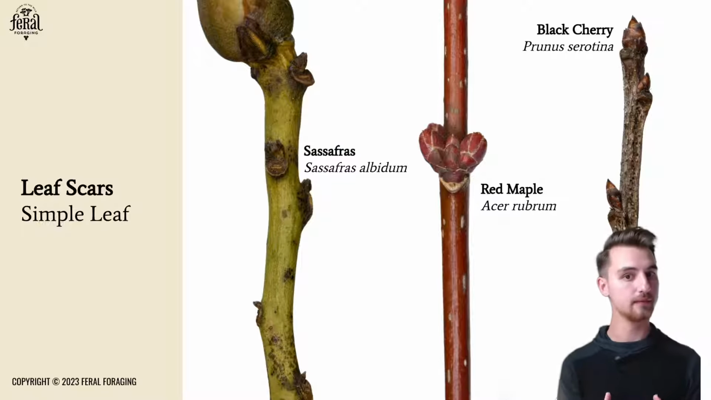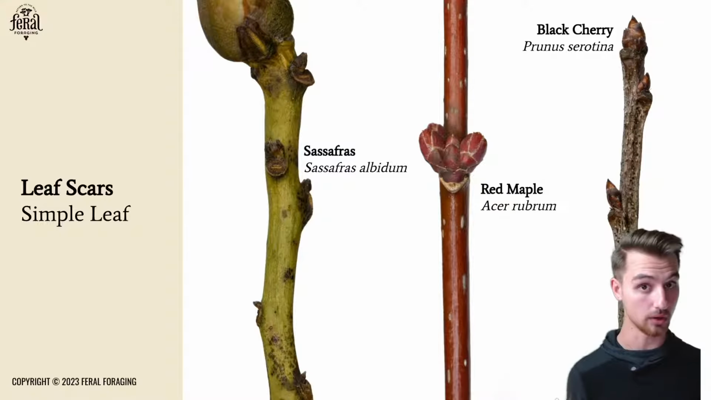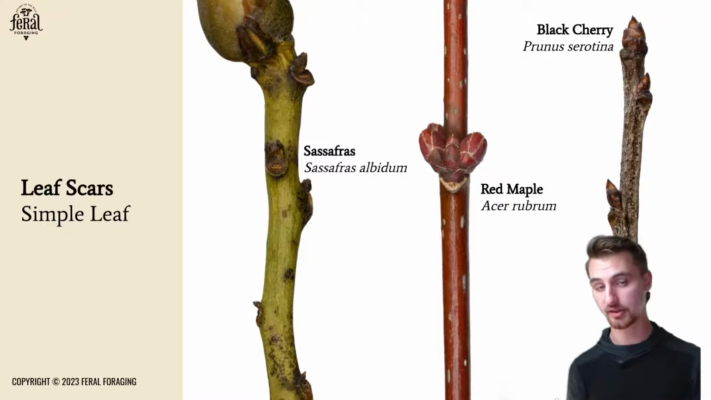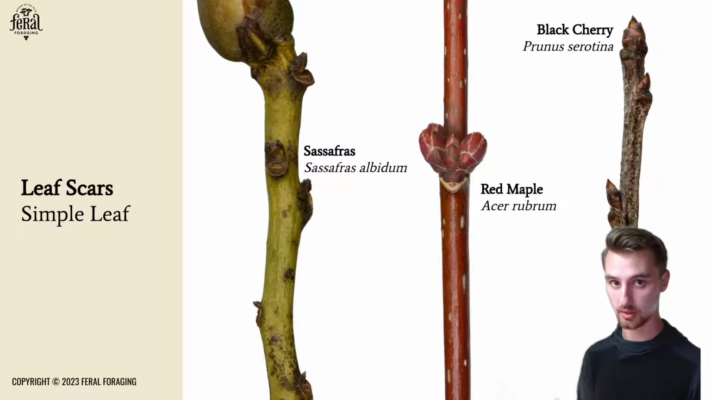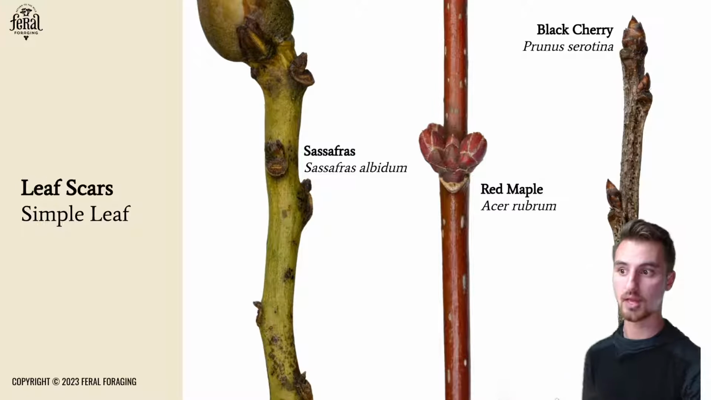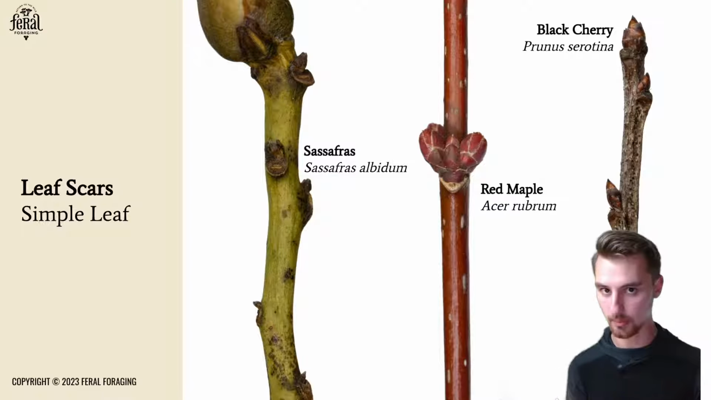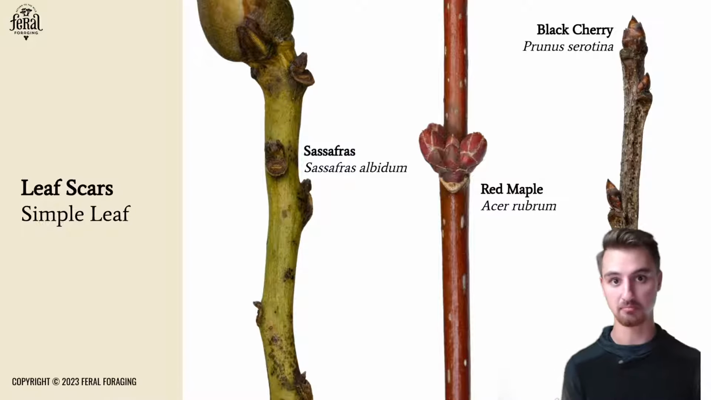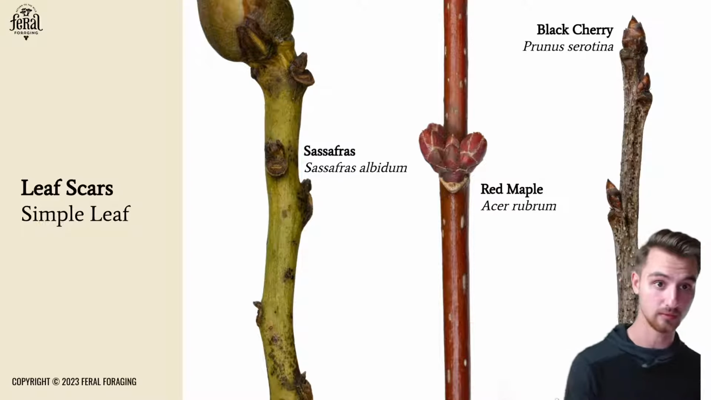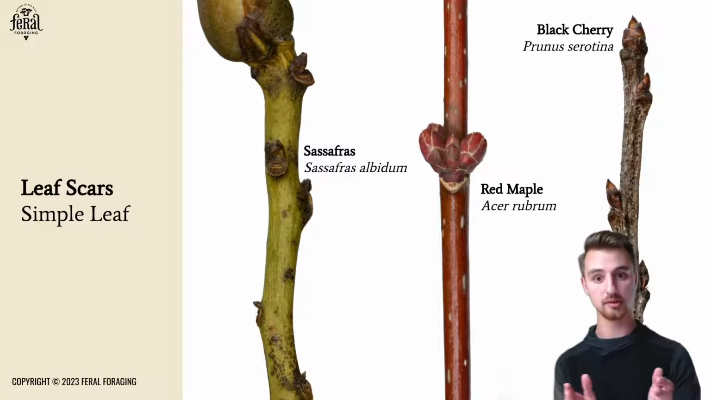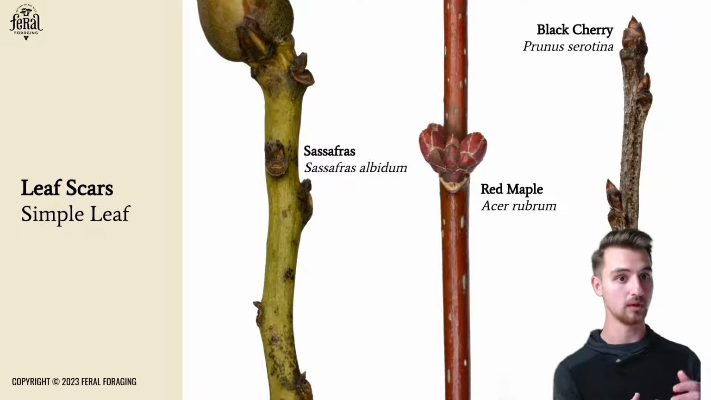So if the leaf scars are very large, there's a good chance that it might have come from a tree with compound leaves. If the leaf scars are very small, then there's a good chance that it might have come from a tree with simple leaves. All right, so here are 3 examples: sassafras, red maple, and black cherry.